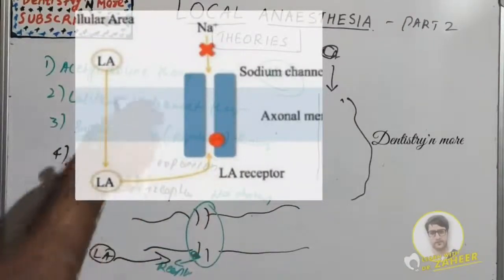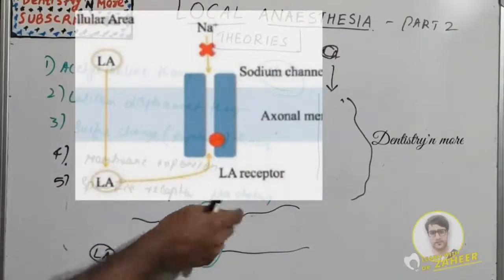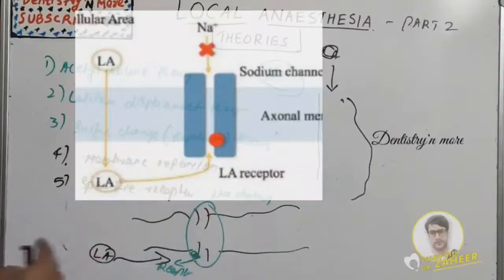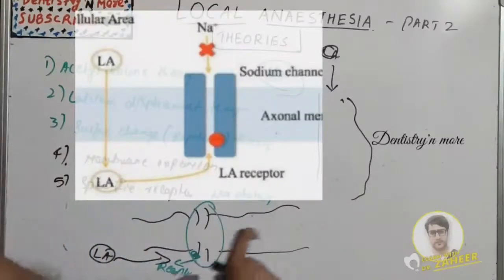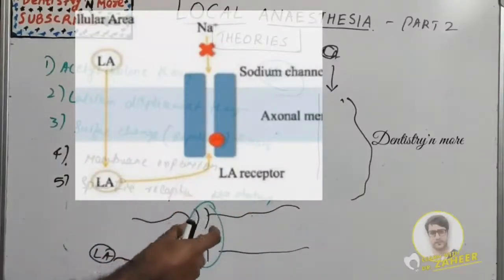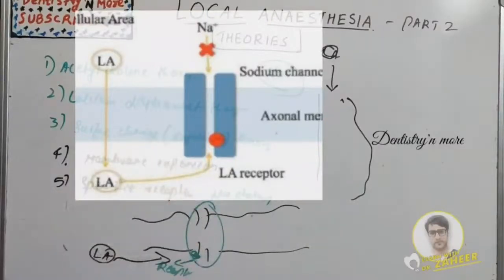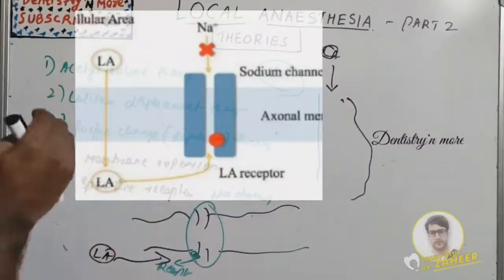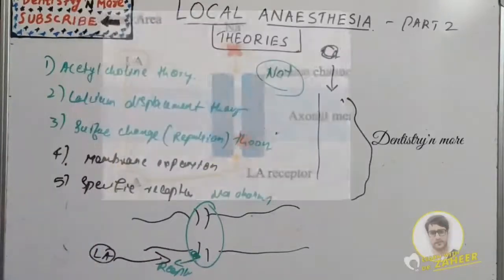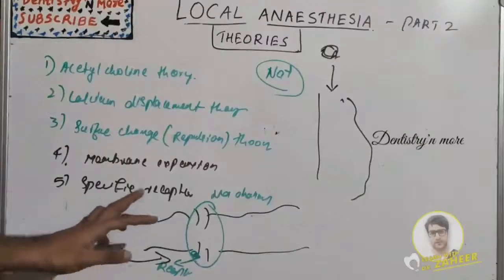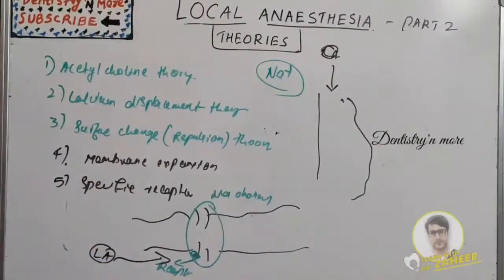Only when the sodium ions enter the cell membrane does depolarization happen. What we want is prolonged repolarization. We don't want depolarization, we just want a continuous repolarization state. So it is not letting the sodium ions enter the membrane. The permeability to sodium ions is decreased or eliminated and the nerve conduction is interrupted. That is the mechanism, and this is the most acceptable one, the specific receptor theory. So in this class we learned the theories: acetylcholine, calcium displacement, surface charge, membrane expansion, and the most acceptable one, the specific receptor theory.